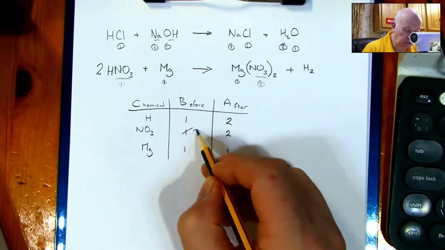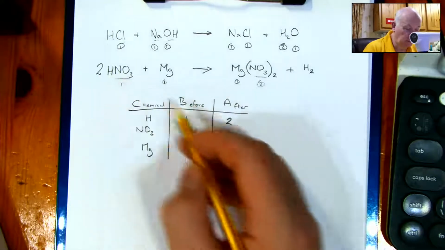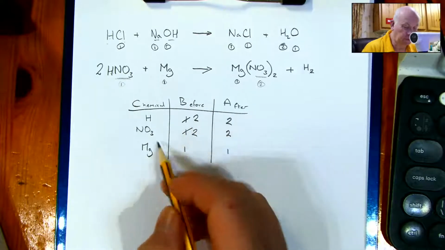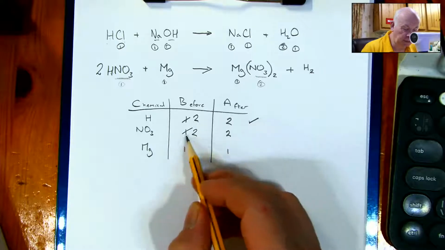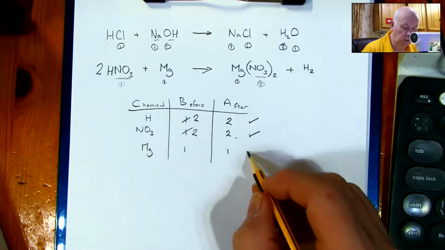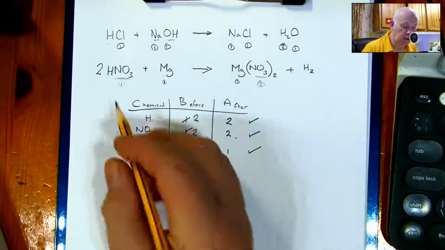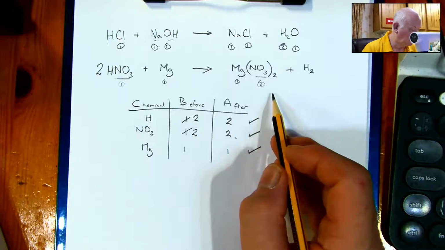So I've got two NO3s. Well, if I've got two of those, I've also got two hydrogens. Well, look, 2 and 2, they're balanced. 2 and 2, they're balanced. And we've got 1 and 1, it's balanced. So this is now a balanced chemical reaction.